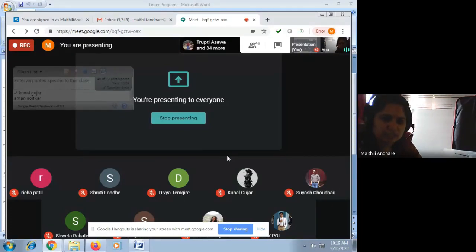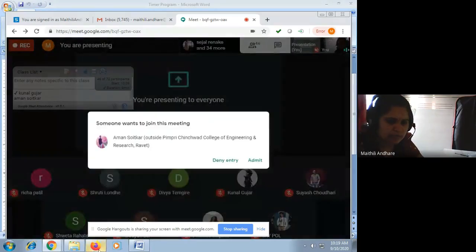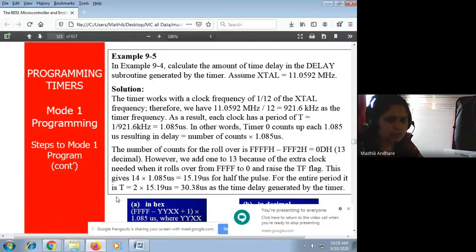Initially we just completed the theoretical part, the organization of the registers, the three basic registers we studied in the timer, and a basic program of the timer. Now the calculation part we will finish first, and then we will go for the simulation.